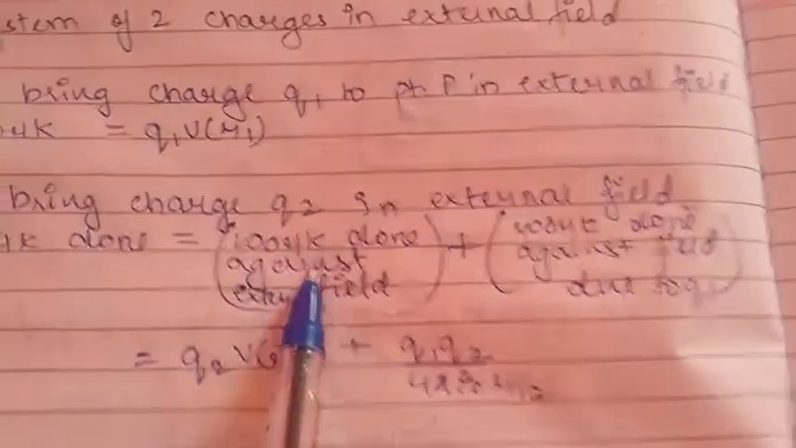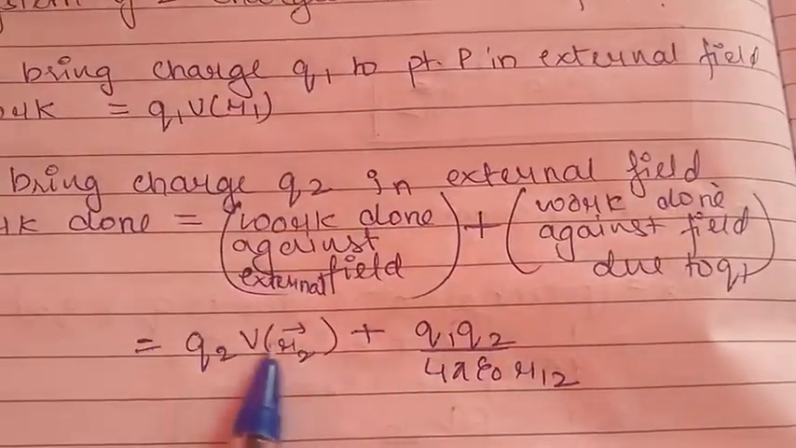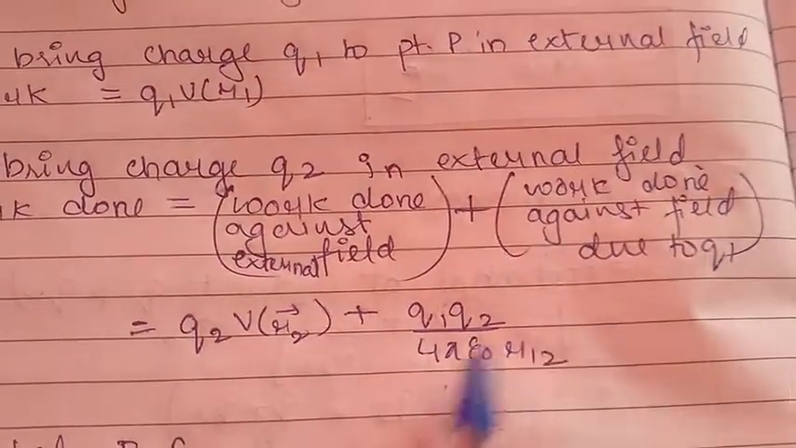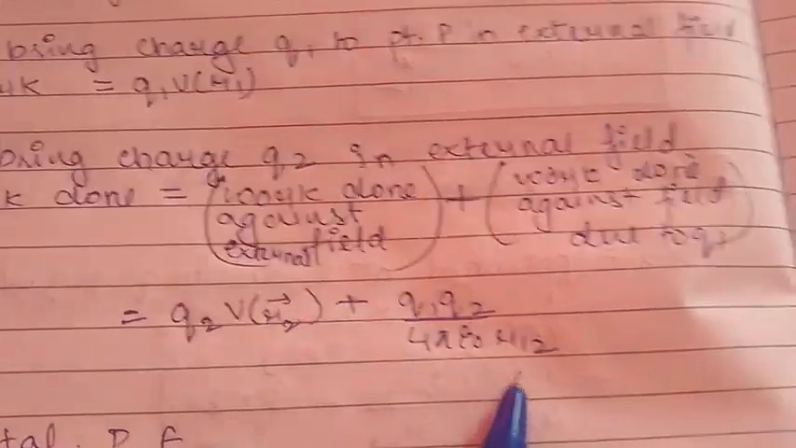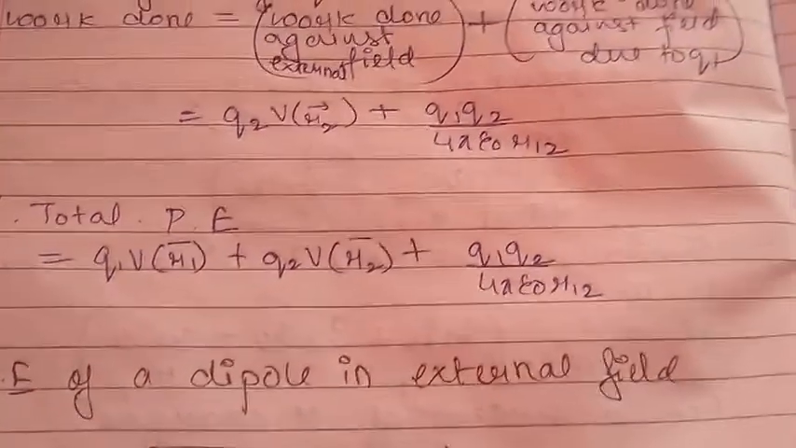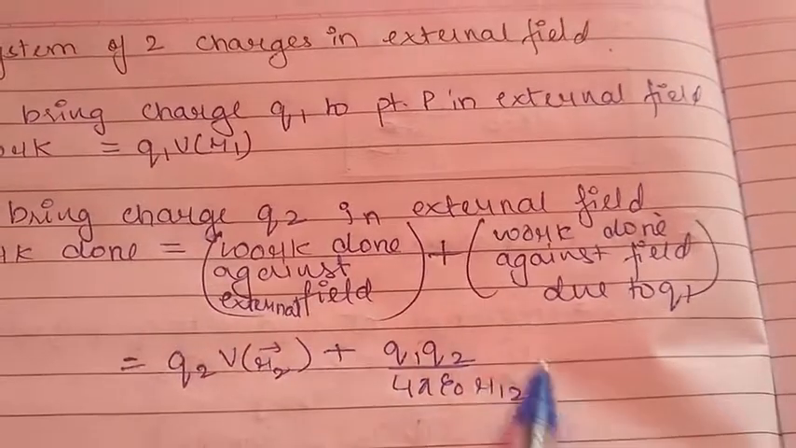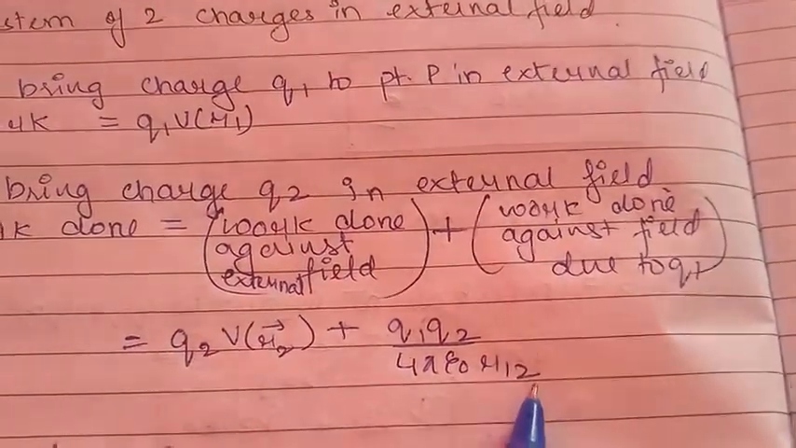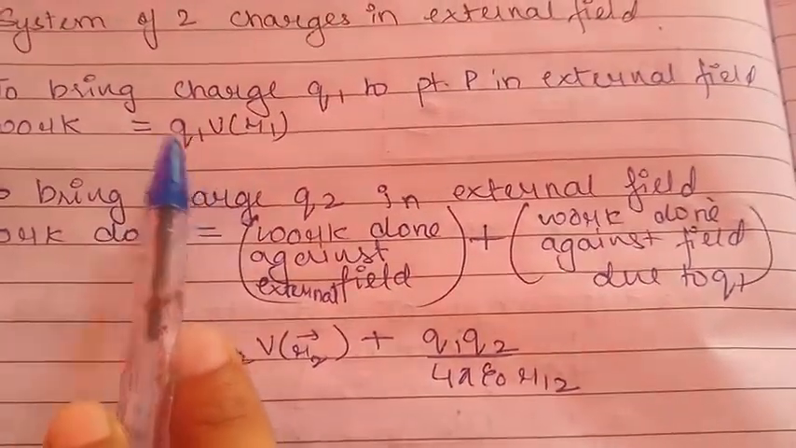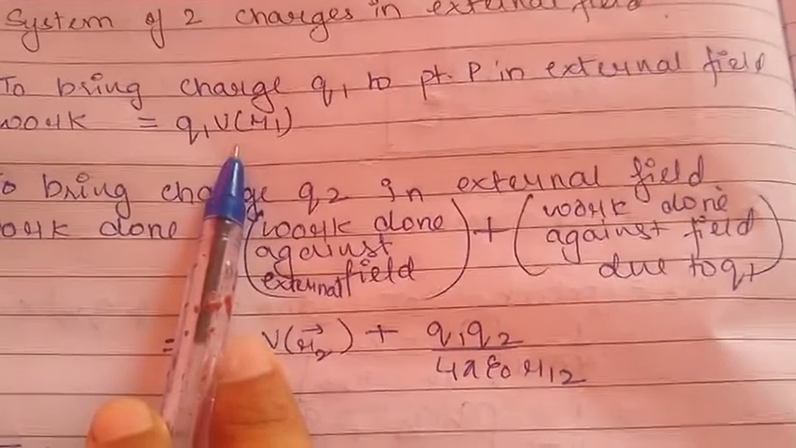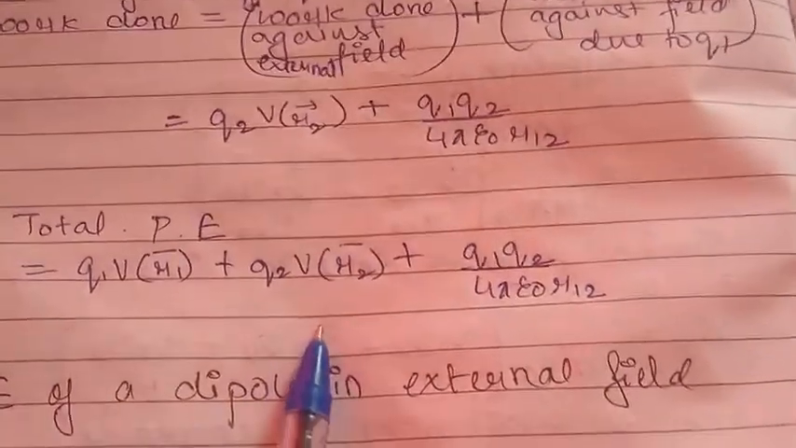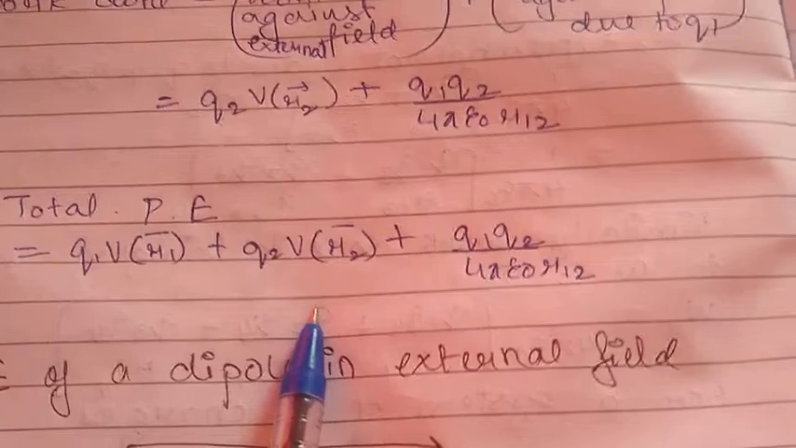Now this we can write here as q2 V(r2), because this charge is q2, which we are bringing as the second charge, and the work done against the field due to q1 will be 1 upon 4 pi epsilon naught, q1 q2 by r12. Now the total potential energy: this work done was for bringing the second charge, and this one was for bringing the first charge. So the total potential energy of the system will be the sum of the work done to bring the first charge plus the work done to bring the second charge. So this is the total potential energy of a system of two charges in an external field.